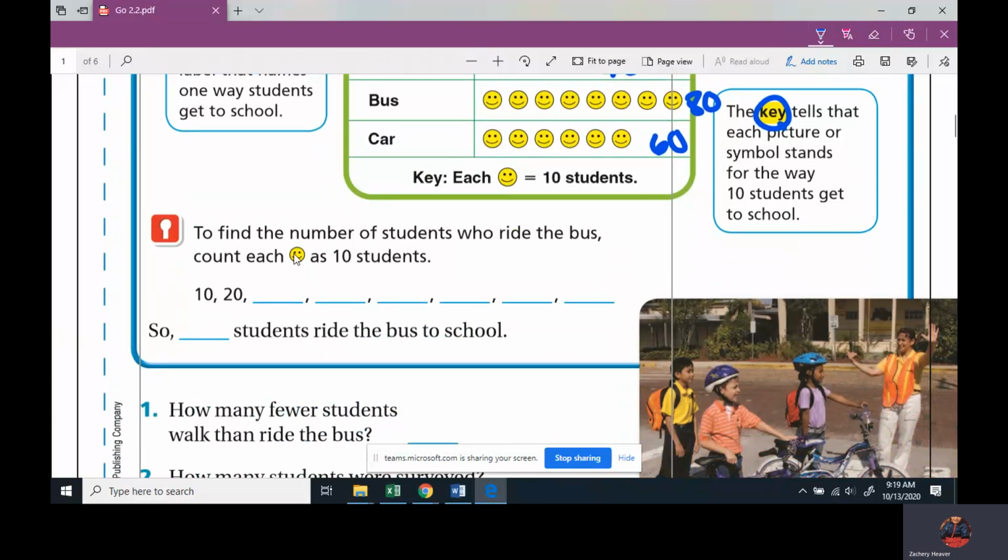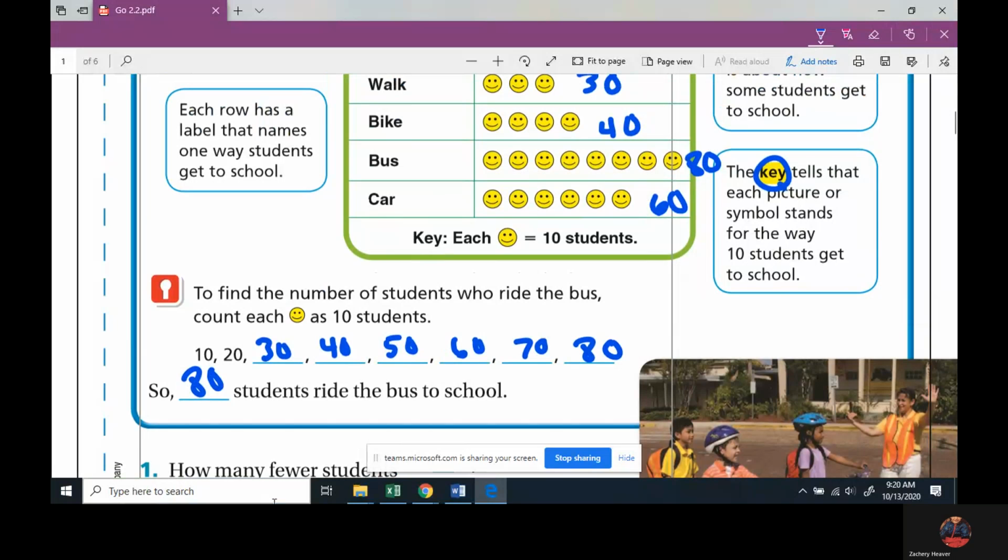So let's do our pattern. To find the number of students who ride the bus, count each smiley face as 10. So it would just be 10, 20, 30, 40, 50, 60, 70, and 80. Just like that. And we already figured out that 80 students ride the bus to school. That's multiplication. You just multiplied, Troy, 10 times 3, 10 times 8, 10 times 6, and 10 times 4. That's good, Troy. Real good.